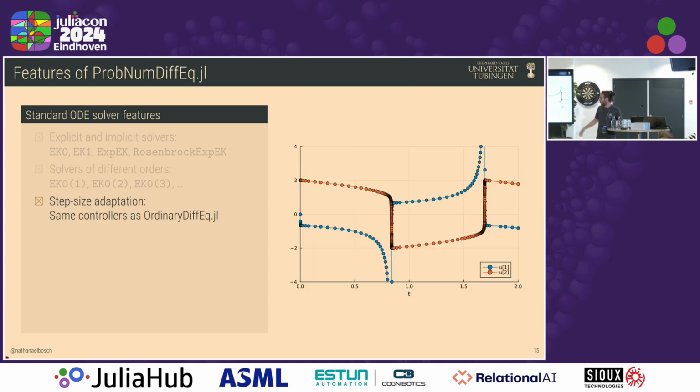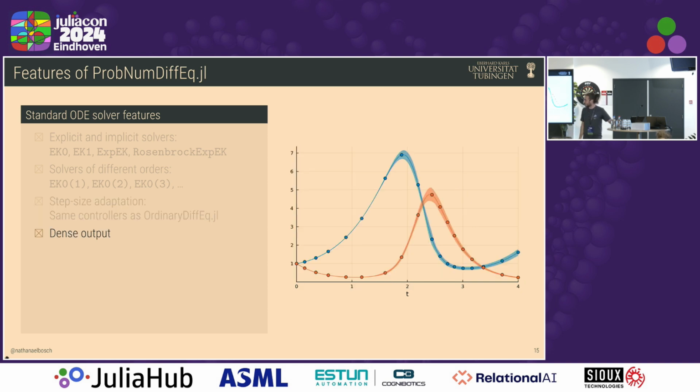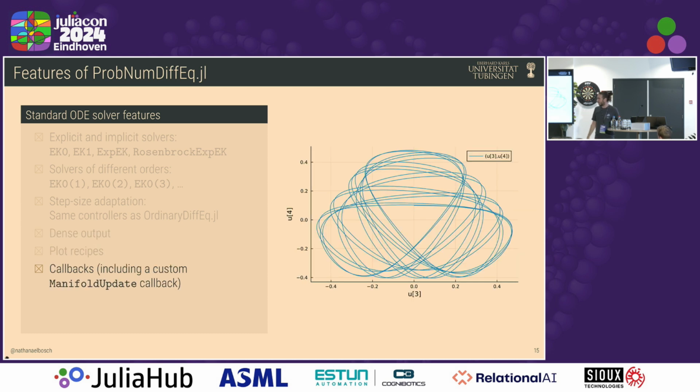You have step size adaptation. We have dense output, so in between the points we get an interpolant, not just a linear interpolation, because it is basically doing Gaussian process regression in some sense. So the object that we describe is a function, so we can evaluate it in between. This is also the output of a plot recipe, so that's nice.